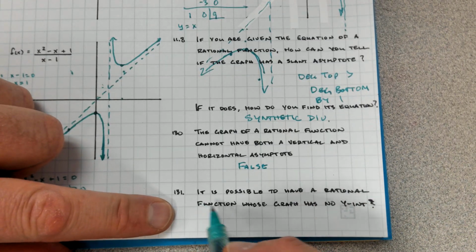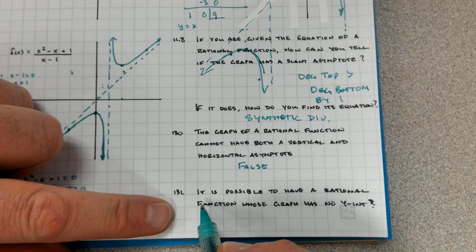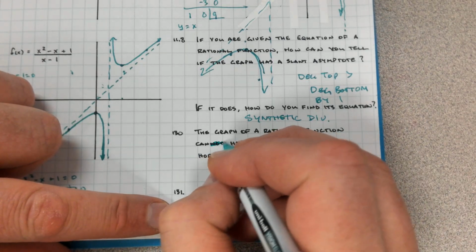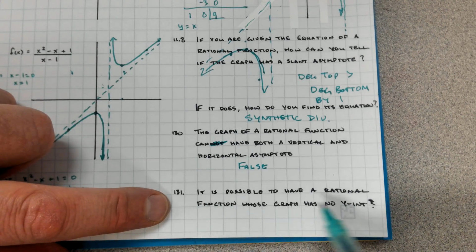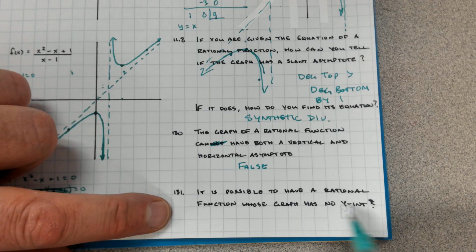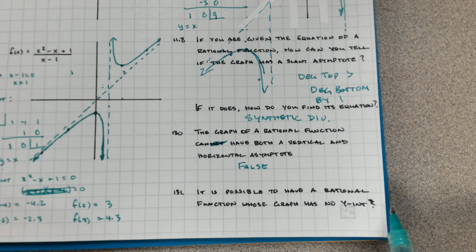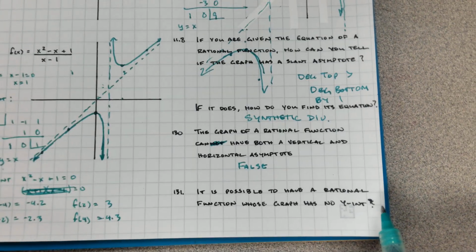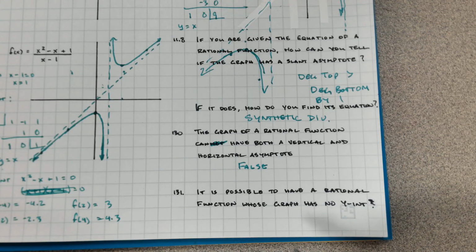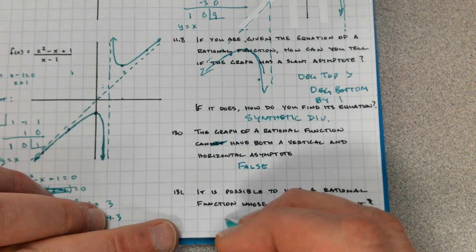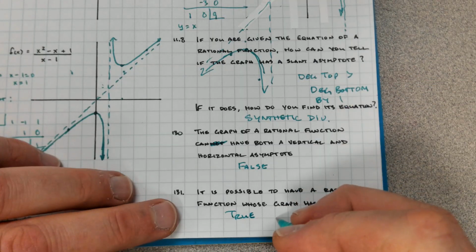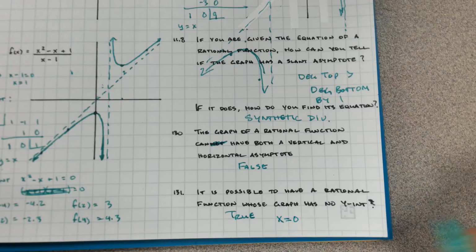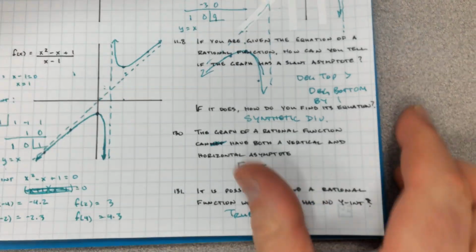Number 131. So I guess to fix that one, just get the not out of there. It is possible to have a rational function whose graph has no y-intercept. So that is possible. We had that on number 84. So that is true, right? If x equals 0 is a vertical asymptote, then it's not going to have a y-intercept.